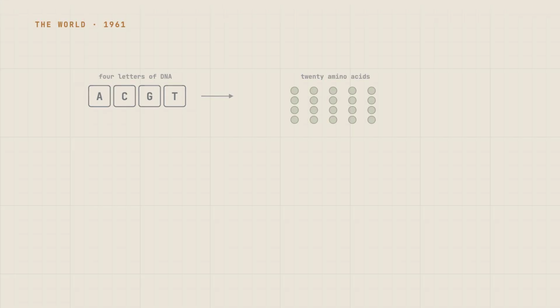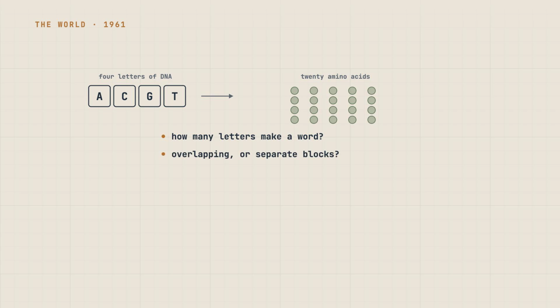By 1961, everyone agreed on the headline. The order of DNA's 4 letters somehow spells the order of a protein's 20 amino acids. But the grammar was a mystery. How many letters make a word? 2 give only 16 combinations, too few. 3 give 64, more than enough, perhaps too many.